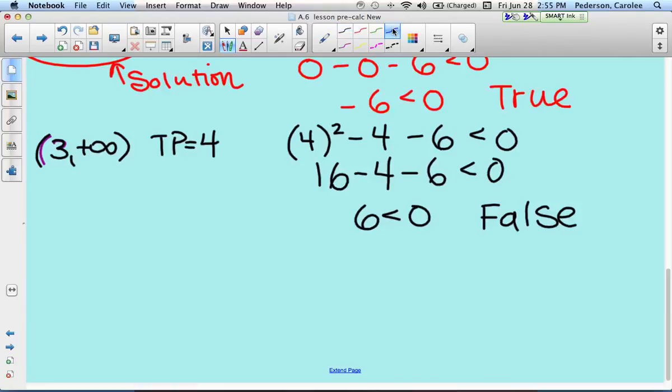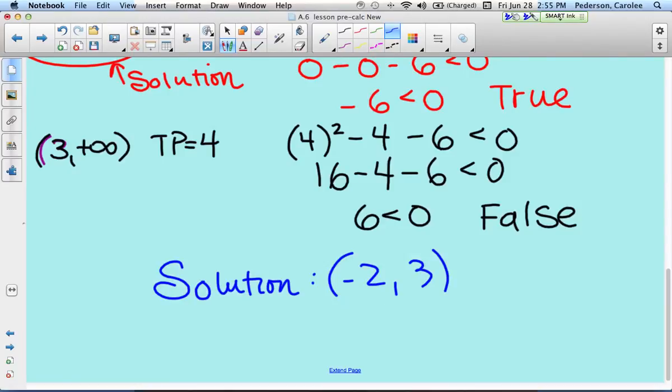So we would say the solution then is the interval from negative 2 to 3. Or if you want to write it as an inequality, it will look like that.